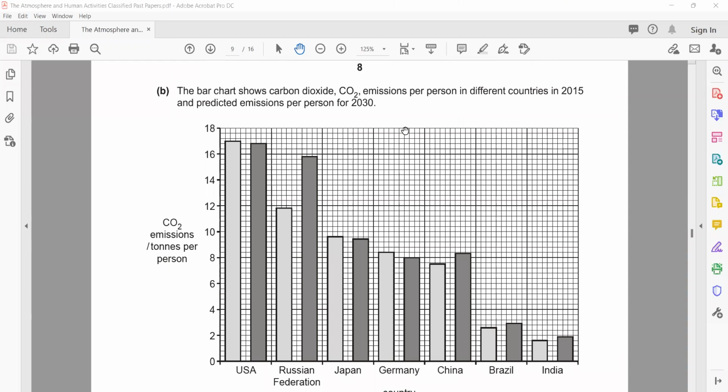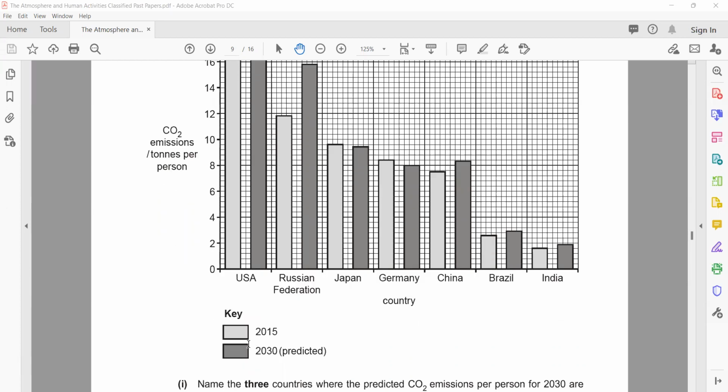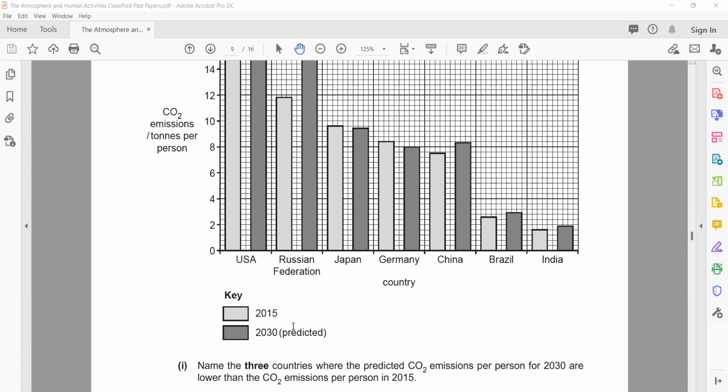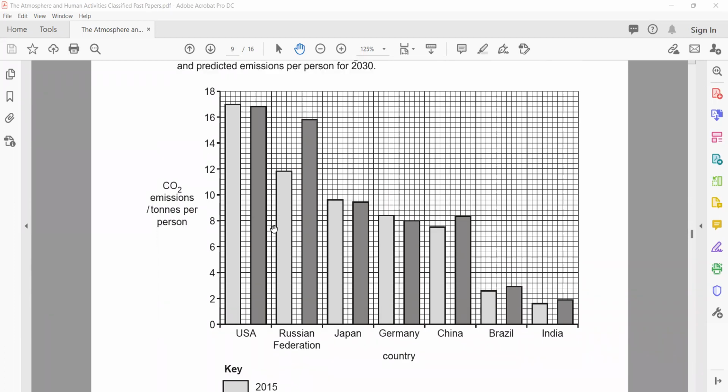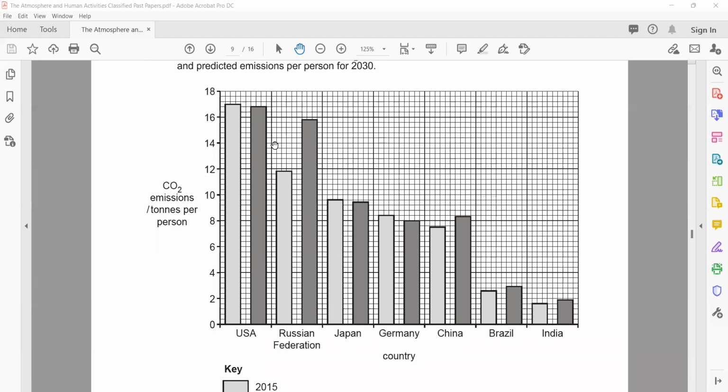Okay, here the graph shows the carbon dioxide emission per person in different countries from 2015 to 2030. It's a predicted one also. So here you see, the gray line is 2015 and dark gray is predicted 2030. They have shown different countries. The question says: name three countries where the predicted carbon dioxide emission per person is lower than the carbon dioxide in 2015.